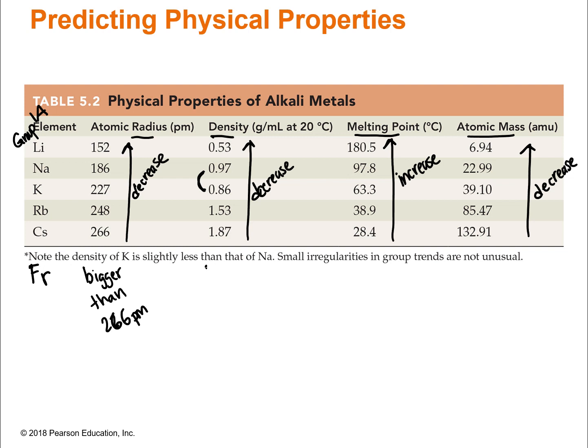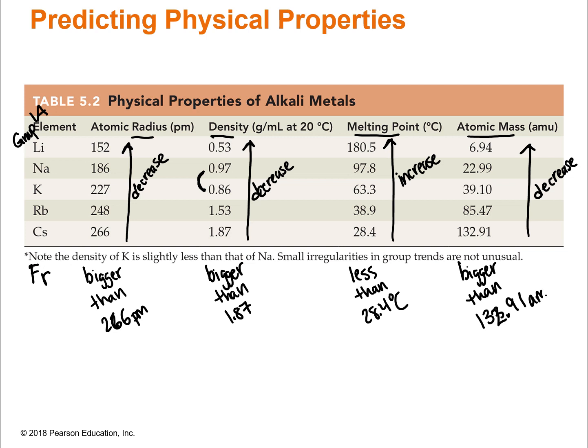Its density is likely going to be bigger than 1.87 grams per milliliter. Its melting point is going to be less than 28.4 degrees Celsius, because that's what the trend is, right? We're increasing from bottom to top in this particular group. And the atomic mass is going to be bigger than 132.91. So that's what we mean.